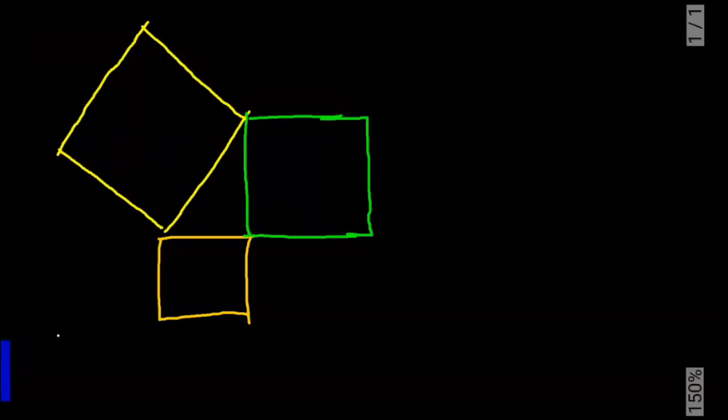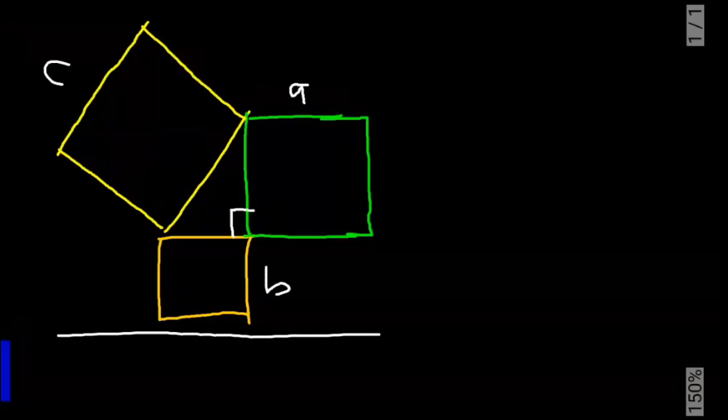Look closely, here we have three squares. You put these three squares together in a way that they form a right angle triangle. This is a right angle triangle here. Let's say this square has a side of A, this has a side of B, and this has a side of C.